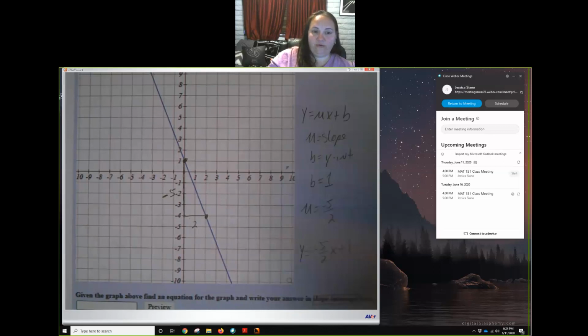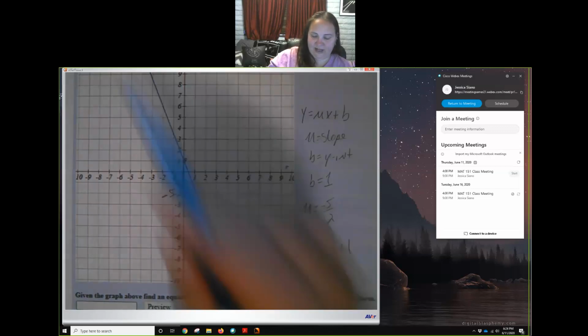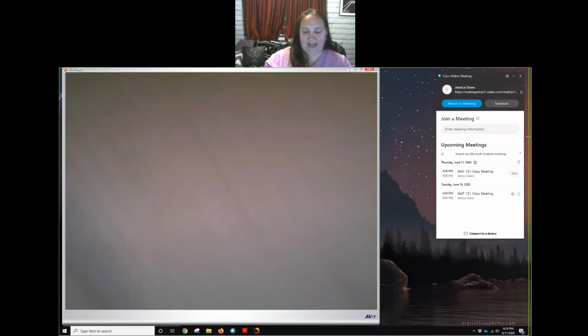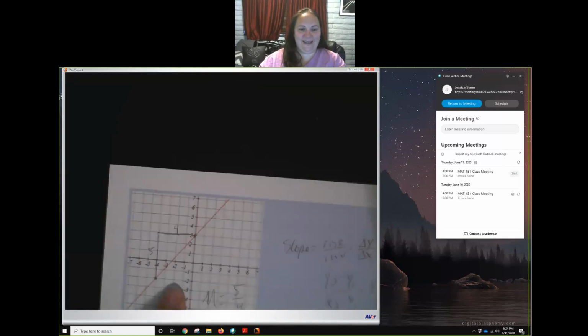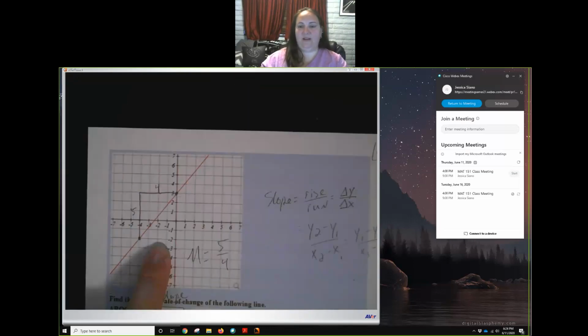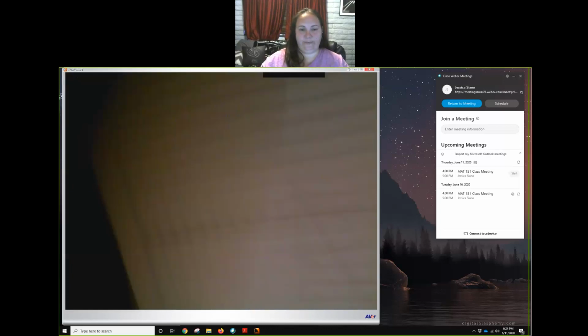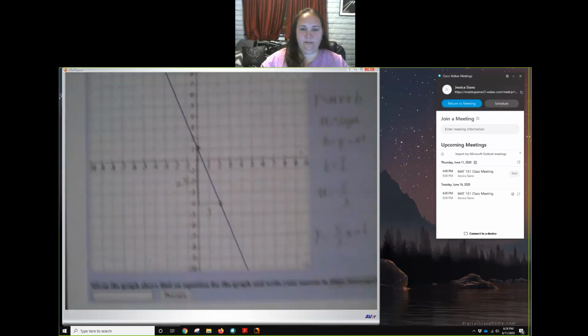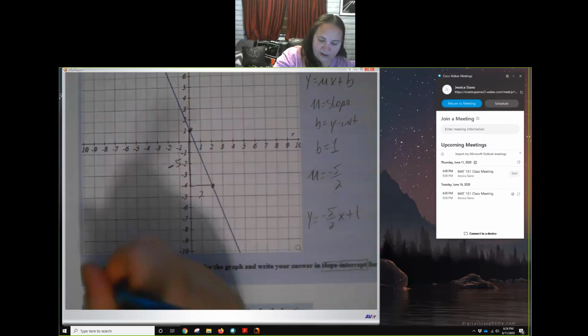If your line falls, then your slope is negative. If your line rises, then your slope is positive. So y equals negative 5 halves x plus 1.